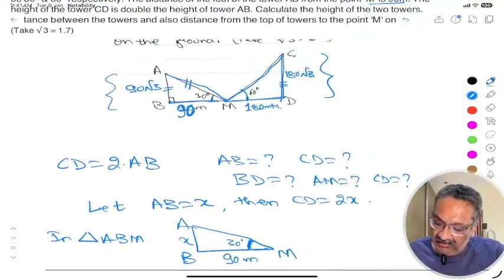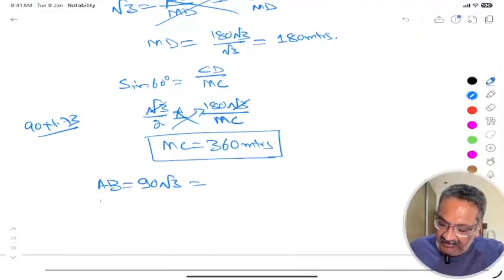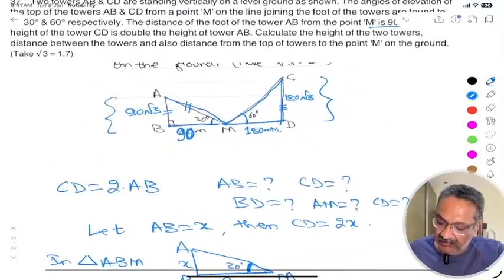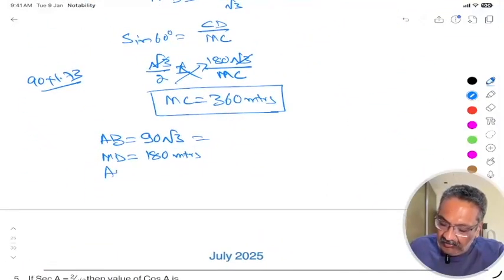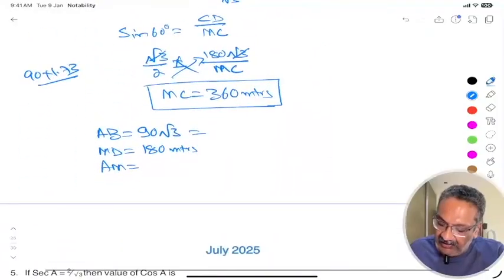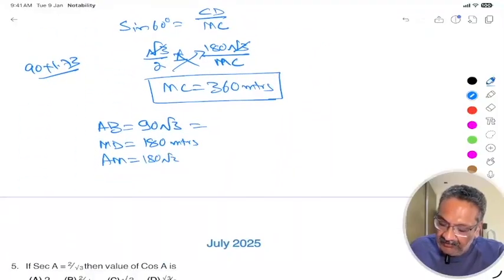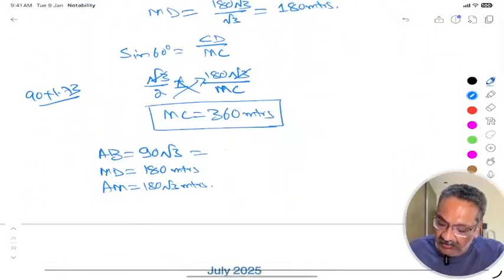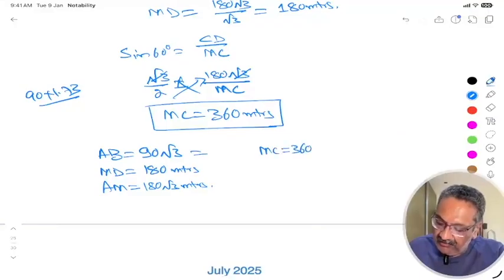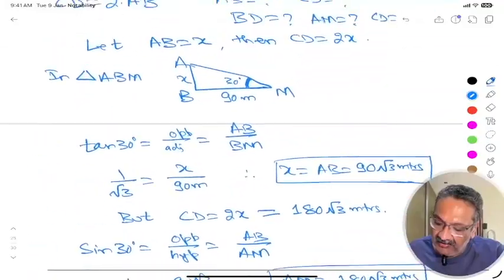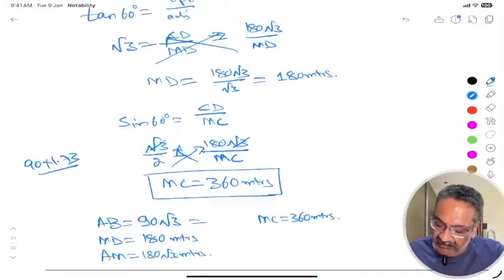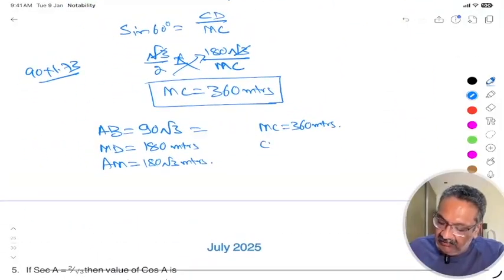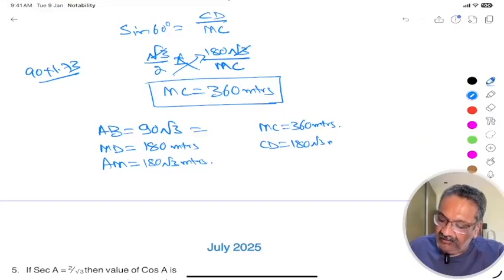Then next they have asked MD. MD is 180 meters. Then next they have asked AM. AM is 180 root 3 meters. This also you have to calculate. And then they have asked us MC. MC is equal to 360 meters. What else have they asked? We also found out MD. MD is 180 meters, which we wrote already. Okay. So CD also they have asked, 180 root 3. CD will also be equal to 180 root 3 meters.